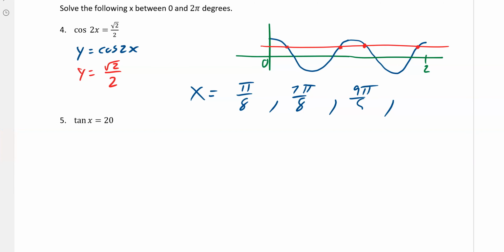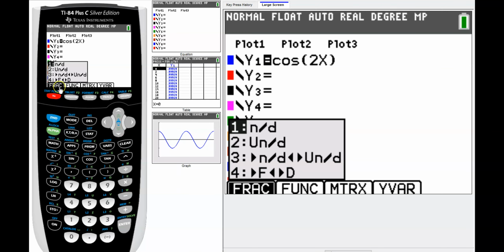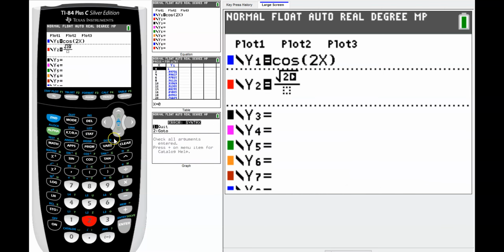Now in the graphing calculator, it'd be the same thing, but it's not going to give us the exact values. So you're going to have to figure them out. So this is why Desmos works better for finding solutions. The graphing calculator will work though. So we do it the same way. We go cosine 2x. And then to do a fraction, you want to use alpha and y. So alpha, y, and fractions will pop up. And then select number 1. And then we put in square root of 2 on top, 2 on the bottom.